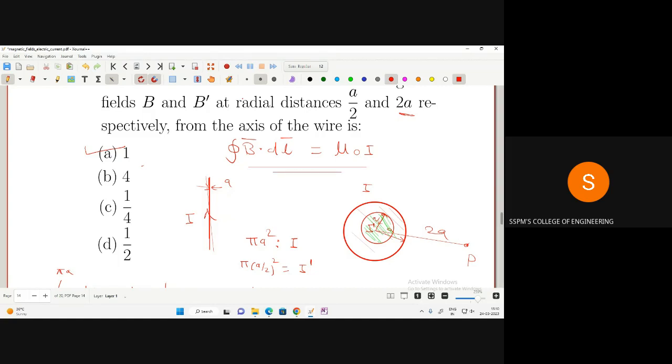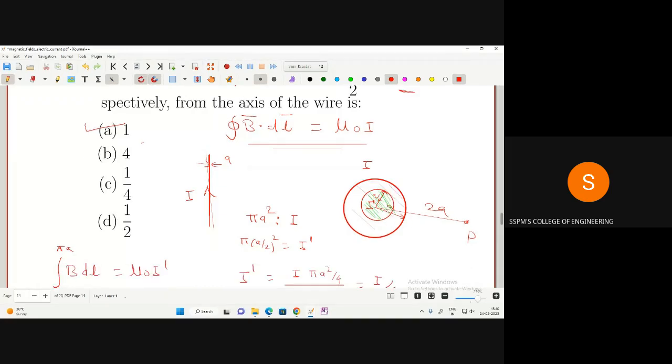एम्पियर सर्क्युलर लॉ स्टेट काय करतो? द क्लोज पाथ इंटिग्रेशन ऑफ B is equal to mu 0 I where I is enclosed by the closed path. आता आपल्याला इथं पहिल्या कंडिशन मध्ये a/2 ला फाइंड आउट करायचं होतं. आता हा जो सर्कल आहे, हा सर्कल किती करंट एनक्लोज करतो? I प्राइम करतो, नॉट I. ज्या सर्कलचा रेडियस a आहे, तो सर्कल I ला एनक्लोज करतो. परत द सर्कल ऑफ रेडियस a/2 एनक्लोजेस I प्राइम. त्यामुळे I प्राइम फाइंड आउट करायचं.